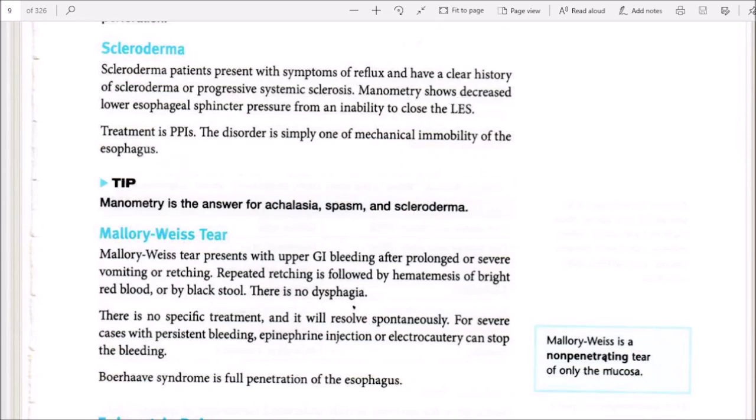The treatment is a proton pump inhibitor permanently. This disorder is simply one of mechanical motility of the esophagus. Tip: manometry is the answer for achalasia, spasm, and scleroderma. ASS: achalasia, spasm, and scleroderma. Manometry is also diagnostic.